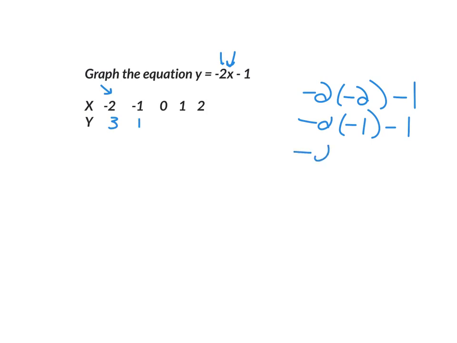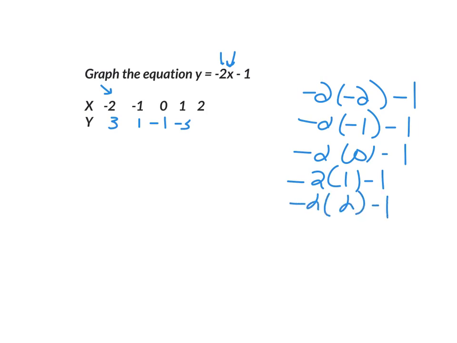Plug in the 0. -2 times 0 minus 1. That would be -1. And plug in the 1. -2 times 1 minus 1. That'd be -3. And then plug in the 2. -2 times 2 minus 1. And that would be -5.